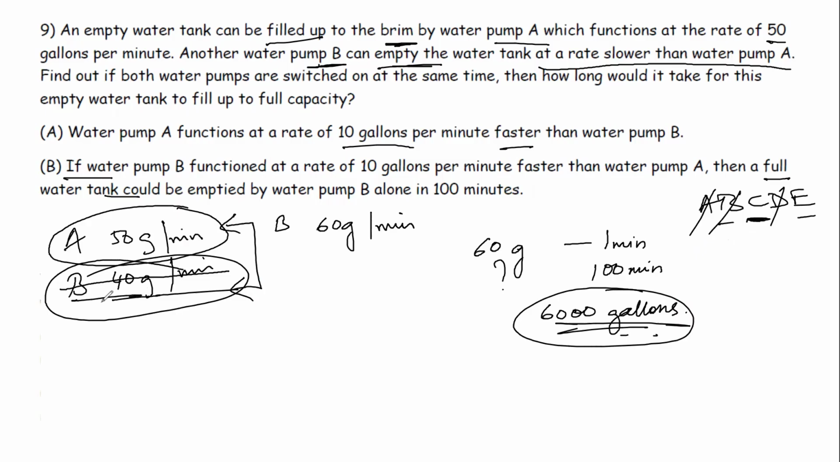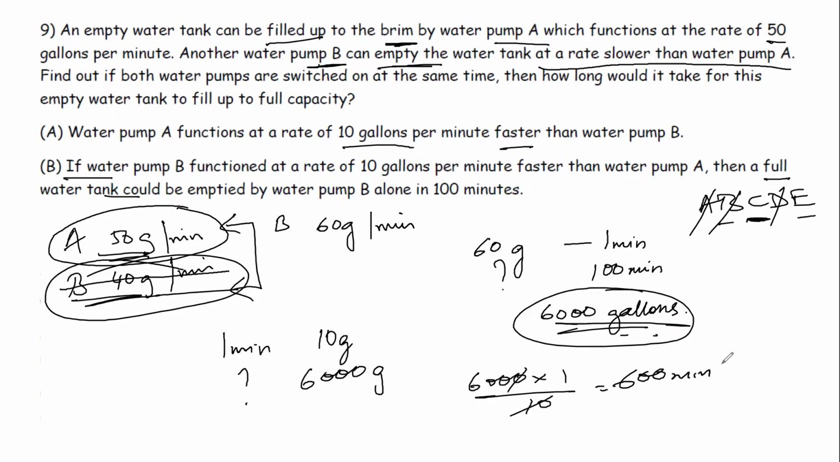Yeah. And because B is slower than A, every minute only 10 gallons is filled up. So therefore, to fill up 6,000 gallons, how many minutes will it take? So 6,000 into 1 by 10, it will take 600 minutes, which is 10 hours, right? 10 hours into 60 is 600 minutes. So it's 10 hours. So together it answers how long it would take for this empty water tank to fill up to full capacity: 10 hours. So C is the answer.